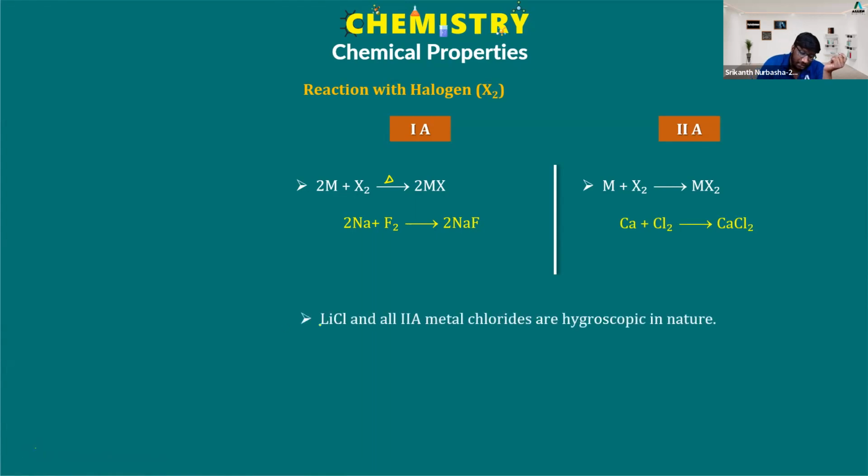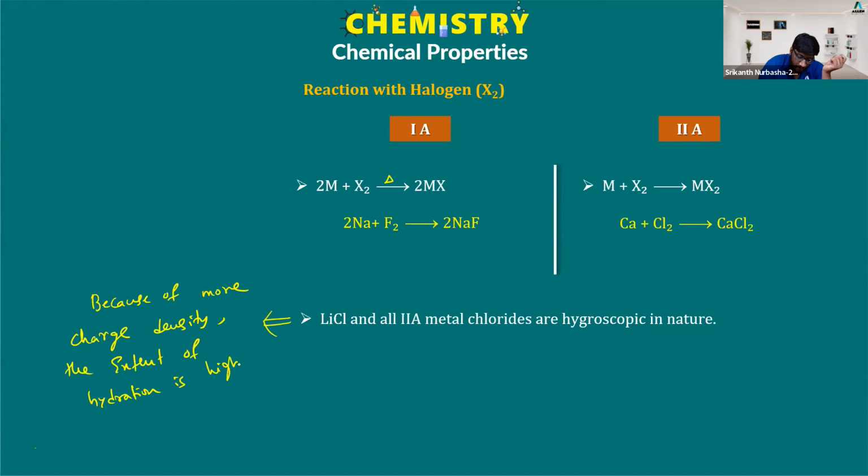And lithium chloride and all 2A metal chlorides are hygroscopic in nature. Why? Because of more charge density, the extent of hydration is great. The extent of hydration is high. Is that clear or not? Lithium chloride and all the group 2A metal chlorides will form hydrated chlorides because they have more charge density. Their extent of hydration is great.